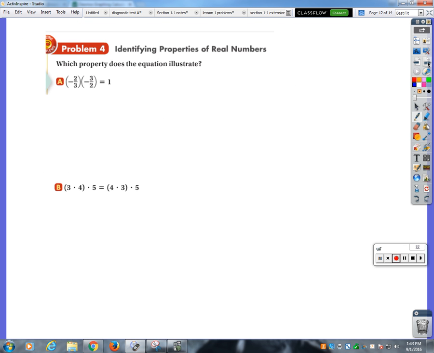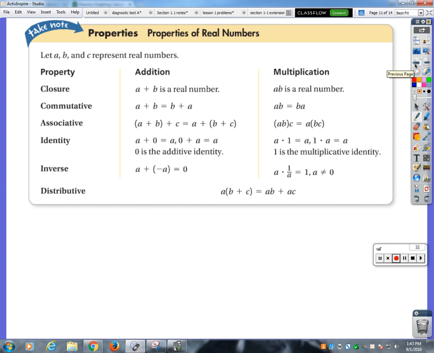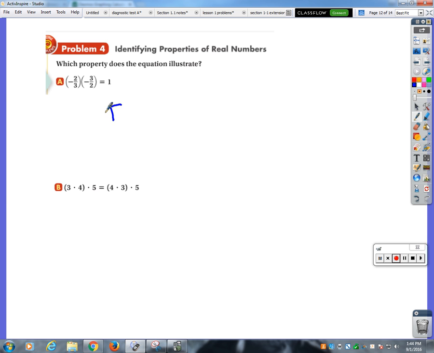All right, what property does this illustrate of the ones that we just looked at? We multiplied two things together and got an answer of 1. Which one of these things is demonstrating that? Multiplicative inverse, because we're multiplying. So that is going to be the inverse property, because negative 2/3 and negative 3/2 are inverses of each other, right? You flip the fraction, find the inverse, okay?